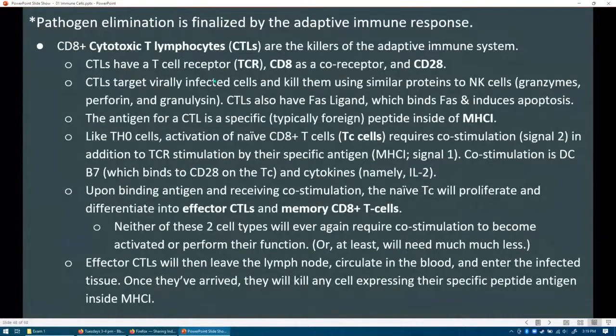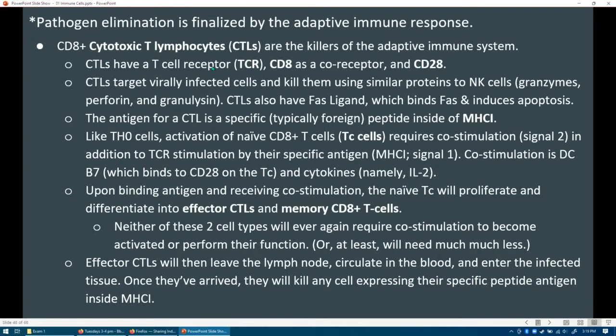Okay, and then there are the cytotoxic T cells, which are CD8 positive T cells, sometimes called CTLs, for cytotoxic T lymphocytes. These are cells that actually kill other cells that are infected. Okay, these are the only true direct killers of the adaptive immune response.